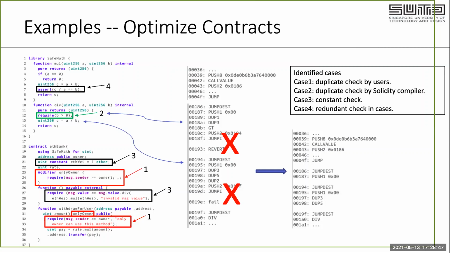The third one is a constant check, where we can see the value is constant. There is no need to introduce a safe math library at all. The last one is a redundant check in some cases, like the statement in multiplication, which cannot be violated for this statement. So we can fork the branch to skip this check directly. After analysis, the original code will be reduced from the left to the right directly.